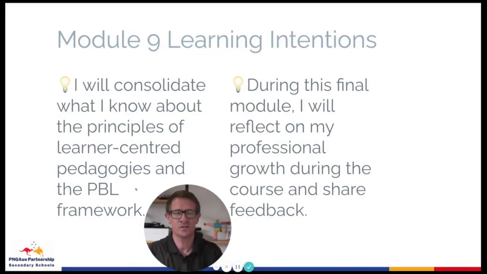By the time we finish this module, you will have consolidated what you know about the principles of learner-centered pedagogies and also the framework of PBL. Consolidate. We're going to continue to ensure that we've understood and made sure that some of those frameworks are nice and clear in our minds.